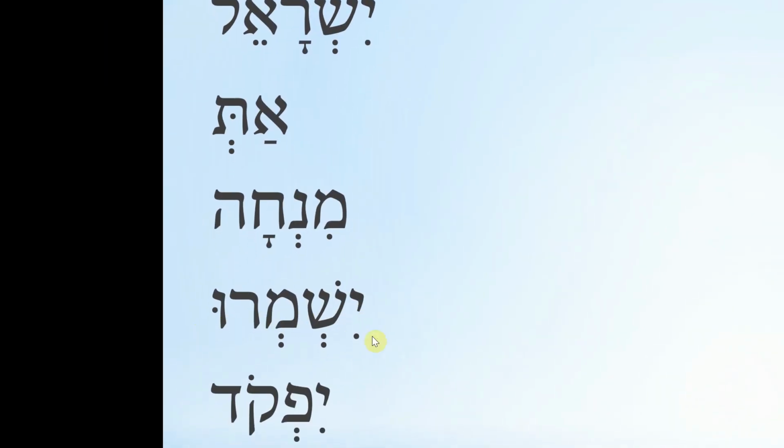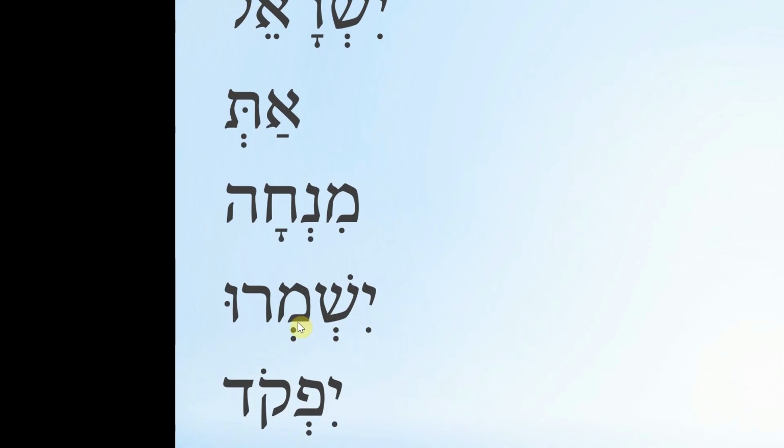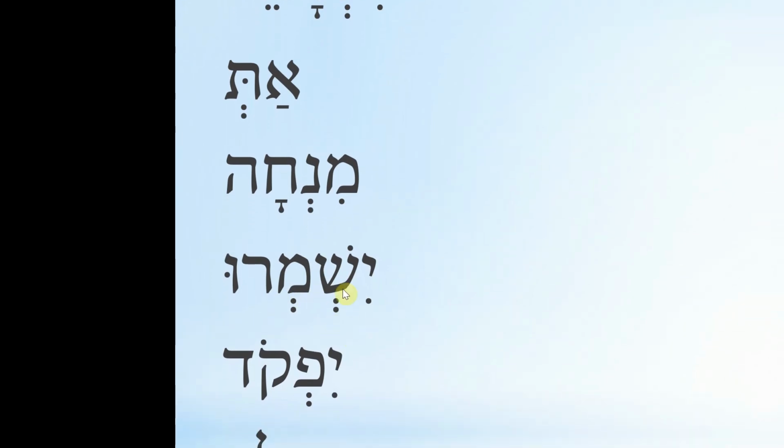Yishmeru. Yishmeru. So here we have two shvas immediately next to one another, so we know there's a special rule that governs words that have two shvas when the two shvas are next to one another. So what is it? Which one's vocal, which one's silent?